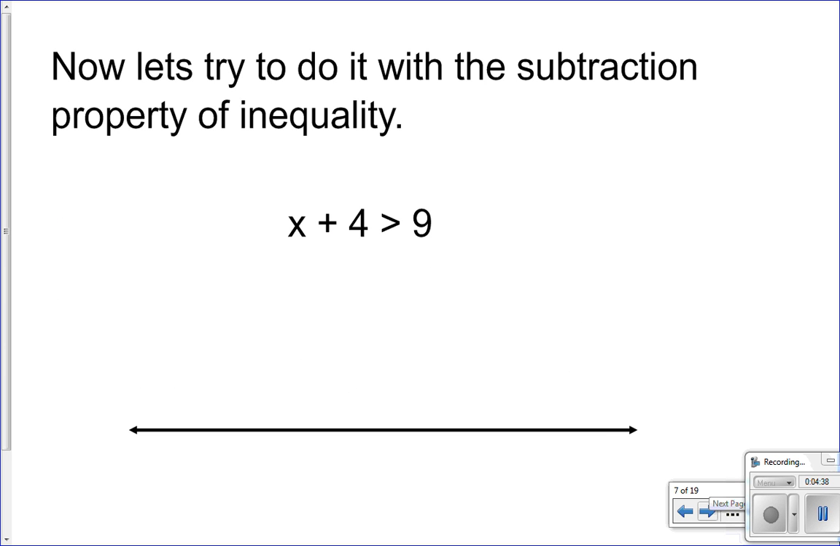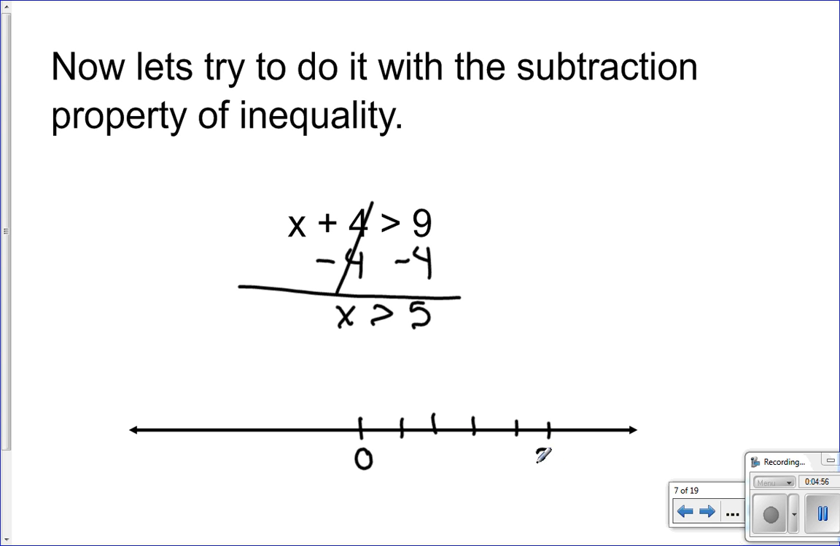So now let's try to do it with the subtraction property of inequality. X plus 4 is greater than 9. So I'm going to subtract 4 from both sides, and I get x is greater than 9 minus 4, 5. Here's 0, 1, 2, 3, 4, 5. And x is greater than it.